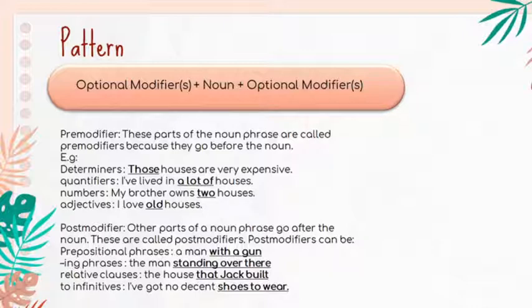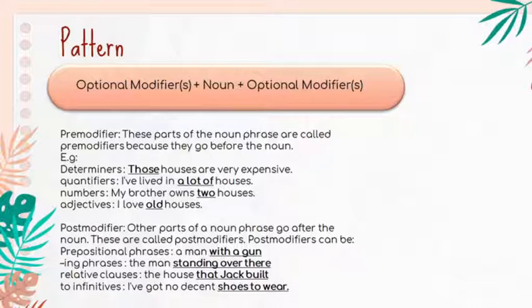In the example, with the gun, in the sentence, a man with a gun. And then ing phrases. In the example, standing over there, in the sentence, the man standing over there. And then relative clauses. In the example, that Jack built, in the sentence, the house that Jack built. And then to infinitives. In the example, to wear, in the sentence, I've got no decent shoes.